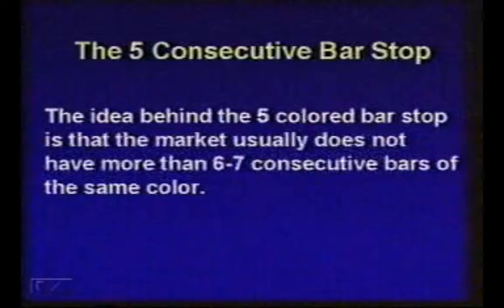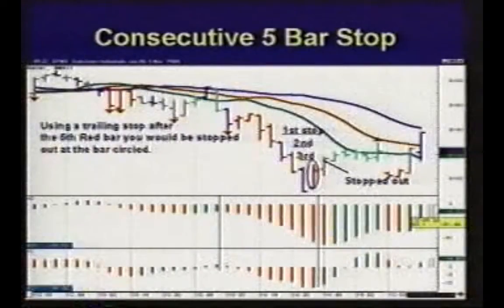So whenever we have 5 consecutive colored bars, we will place a trailing stop after the 5th bar is complete. We will continue to trail the stop up or down until the market takes us out. It does not matter what color the bars turn after you've had your 5 consecutive bars. We will continue to trail the stop until taken out. Let's go ahead and take a look at that on some charts now.